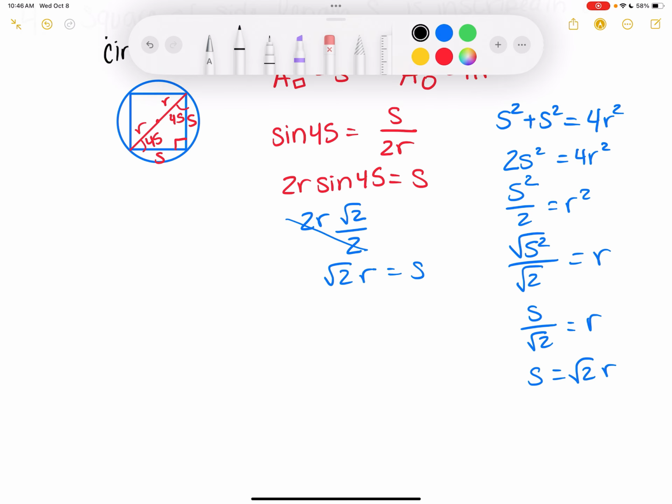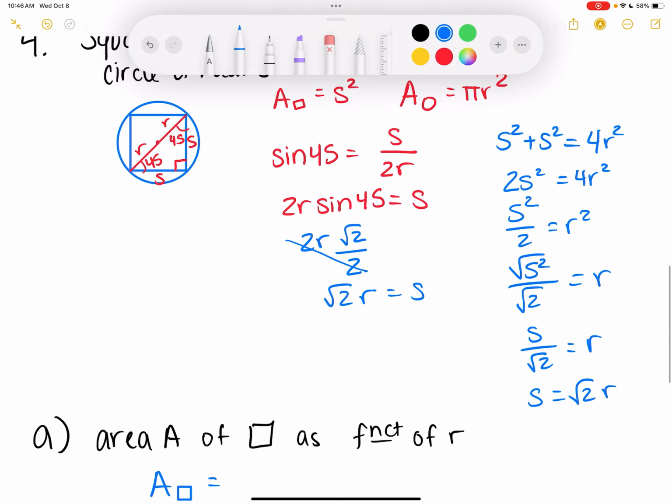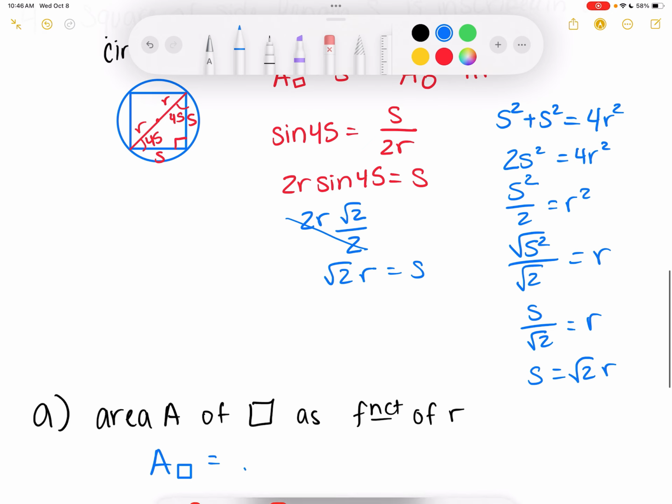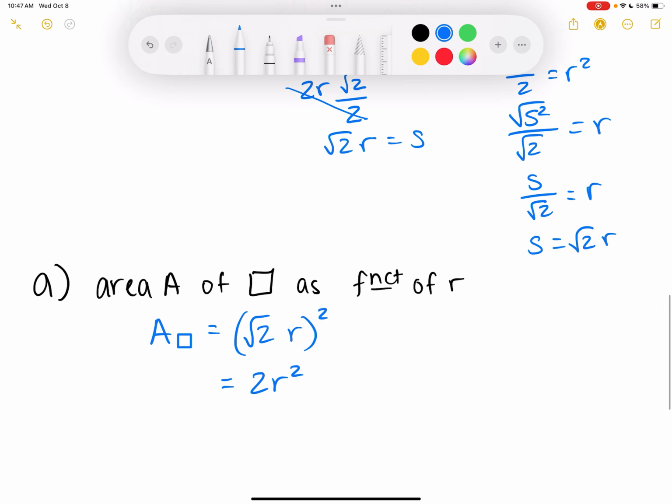So then part A, area A of the square as a function of radius. I'm just going to do that to abbreviate it. So that means that we can now write the area of my square as basically just the square root of 2 times r squared, which ends up just being 2r squared. Yeah, which makes this whole process faster because we went all the way down to there.